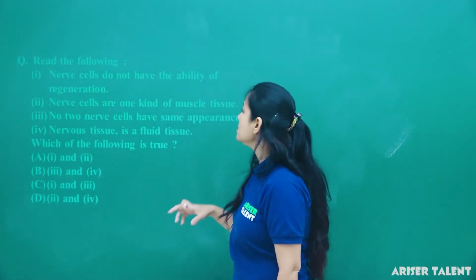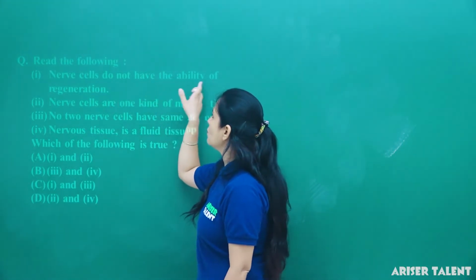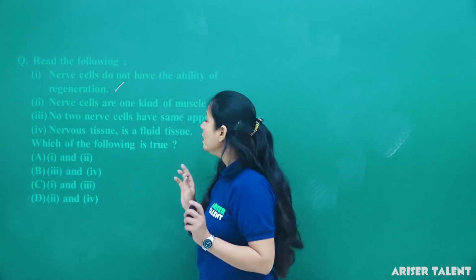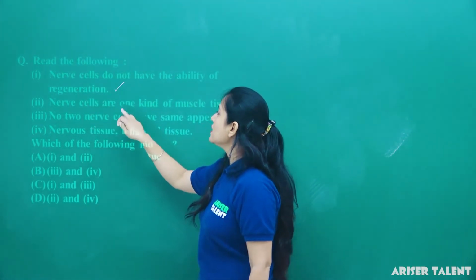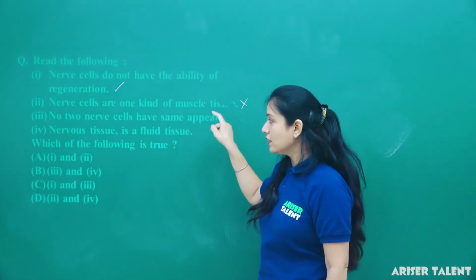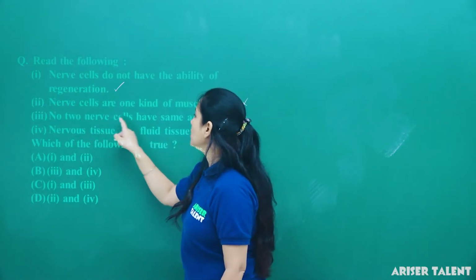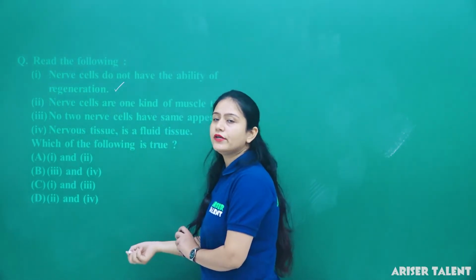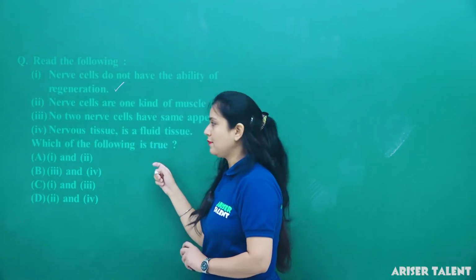Let's go through the sentences. Nerve cells do not have the ability of regeneration. This is very true. They cannot regenerate themselves. Nerve cells are one kind of muscle tissues. No, they are nervous tissues. No two nerve cells have the same appearance. Very true. Every nerve cell has a different appearance. They do not have the same appearance.